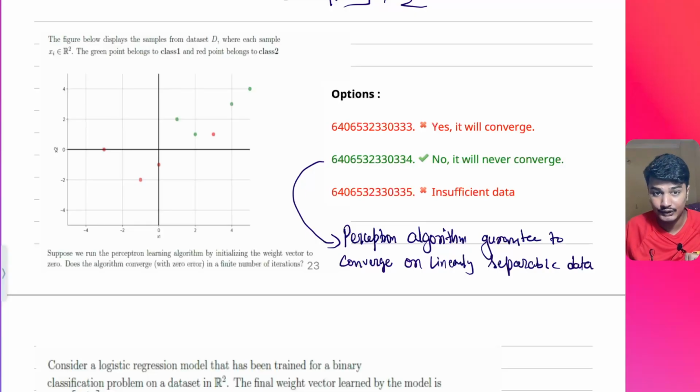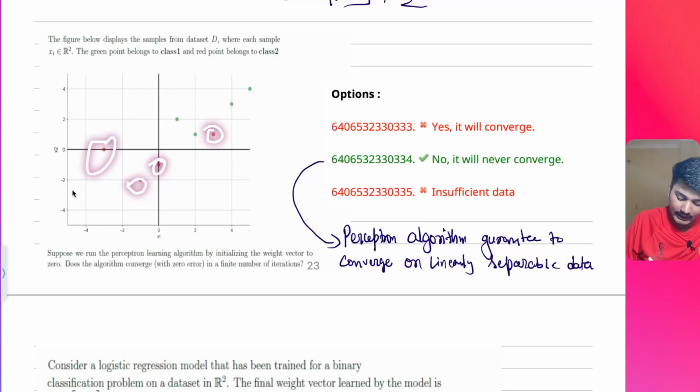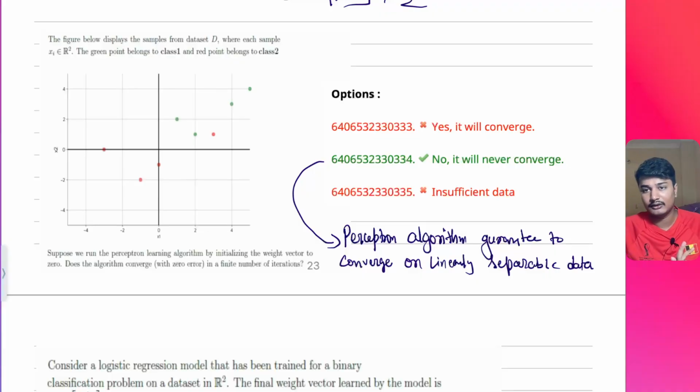Weight vector is 0. Does this algorithm converge with 0 error in a finite number of iterations? No, it will not converge to 0, because the perceptron algorithm is guaranteed to converge only on a linearly separable dataset. If the dataset is linearly separable, then the perceptron algorithm guarantees that it will converge. But here we can see it is not linearly separable. You can't draw a decision boundary which can separate it correctly with 0 errors. So here it doesn't guarantee convergence.